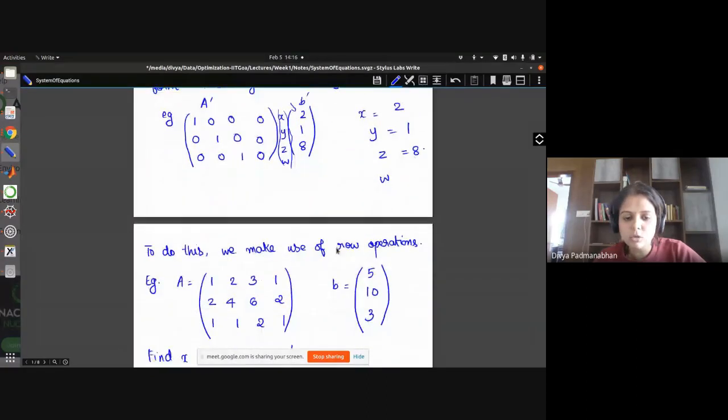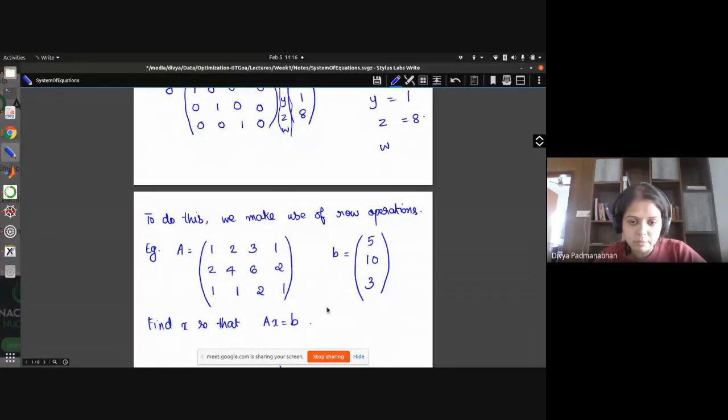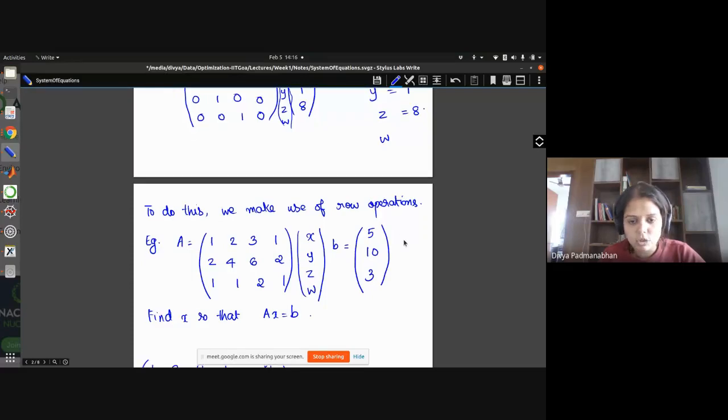So for that, we'll make use of this example. A is a 3x4 matrix, so you have 4 variables here, again X, Y, Z, W. So A times this matrix is going to give you this 5, 10, 3. Okay, so let's see what you can do.